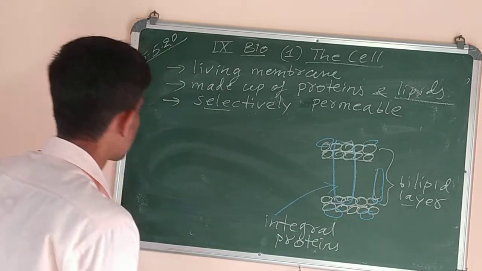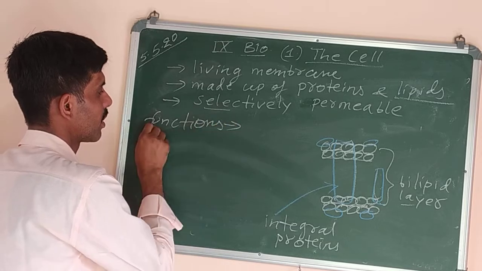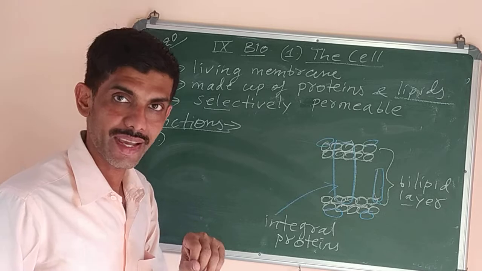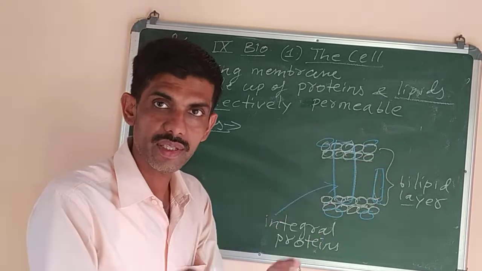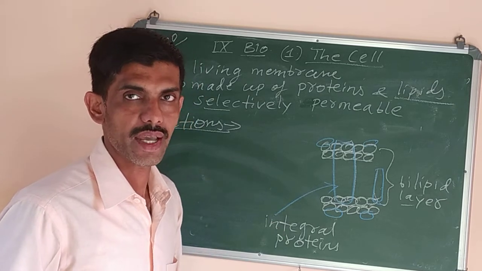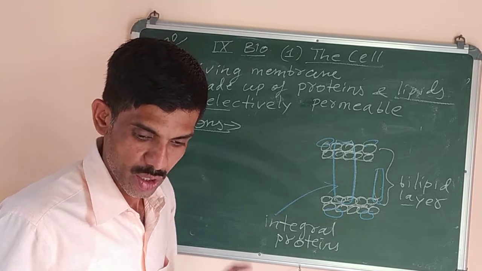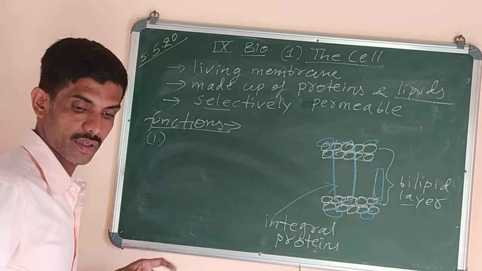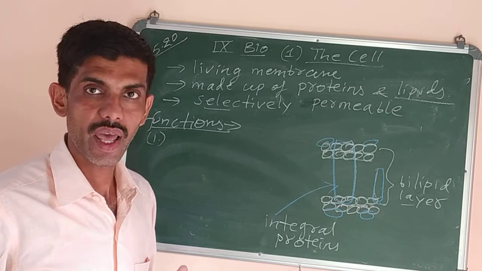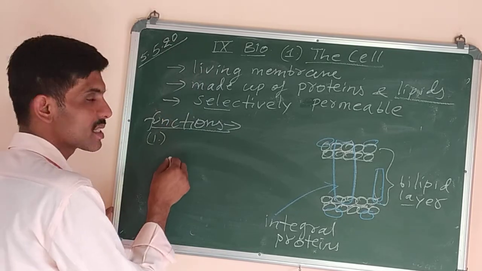So what are the functions of cell membrane? What all work does it do? First function of cell membrane is it binds the cytoplasm, because it is the boundary of the cell in animal cell. So it will help to bind the cytoplasm. It will not allow the semi-fluid like substance to flow outside. Second, it acts as a mechanical barrier. The cell membrane acts as a mechanical barrier and protects the inner cell content.